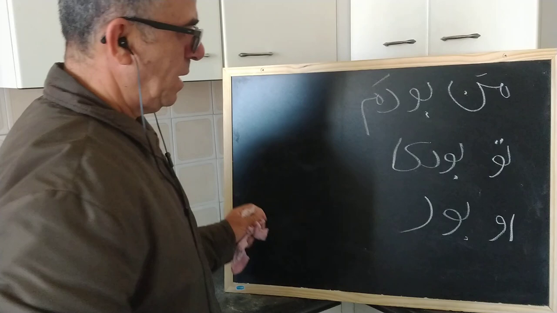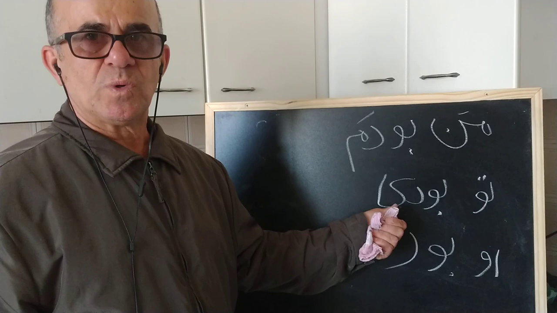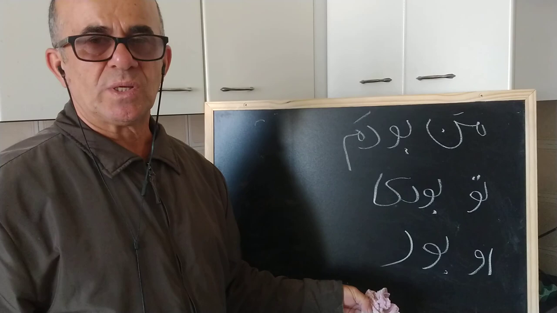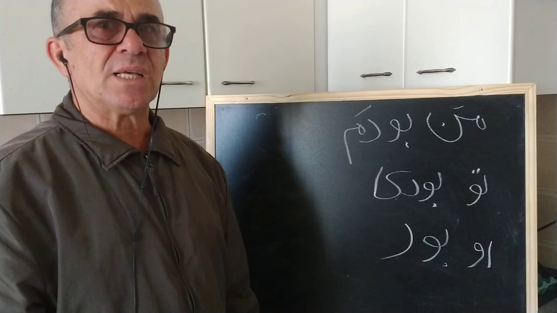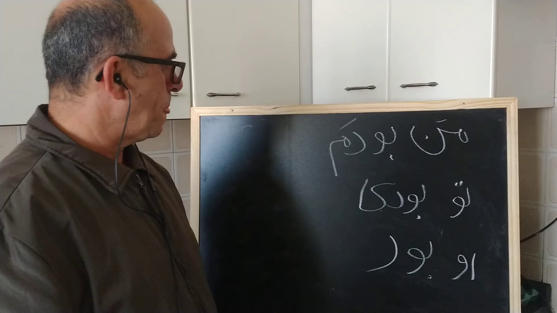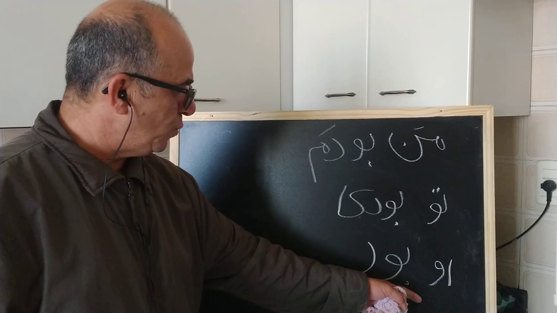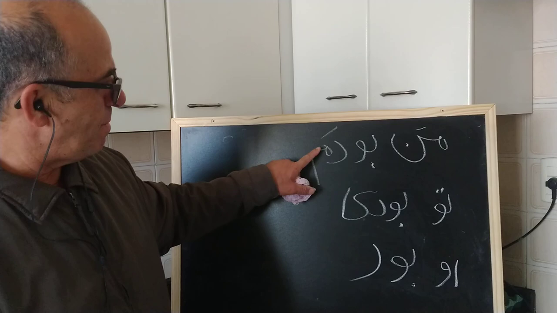Why did I start with the past? Because it's easier. It's 100% regular. Once you learn the infinitive, then you can make a sentence in the past. With the present, it's a little bit different. It changes. So, man budam, I was, to budi, u bud. It's always am, i, and nothing. So we can start with this.